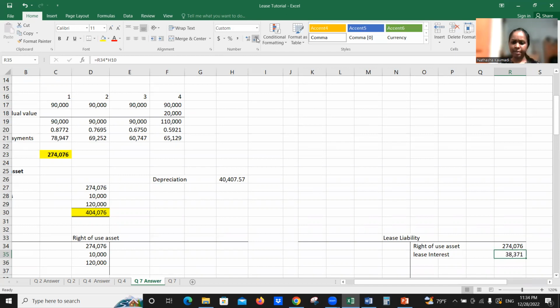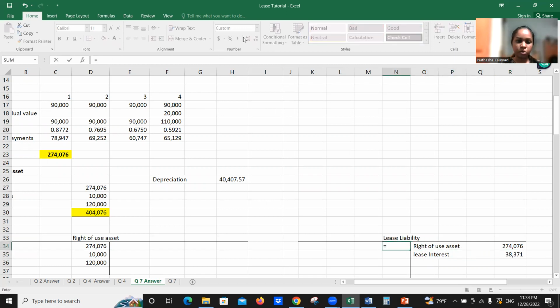So this is a liability. That's why you are crediting the lease liability, and the debit goes to the lease interest expense account, 38,371 debit. Now the next one is you have to pay the installment. When you pay the installment, what happened to your cash? Cash credit. The debit goes to lease liability because your lease liability will get reduced. The installment value is 90,000. Cash credited, lease liability debited.